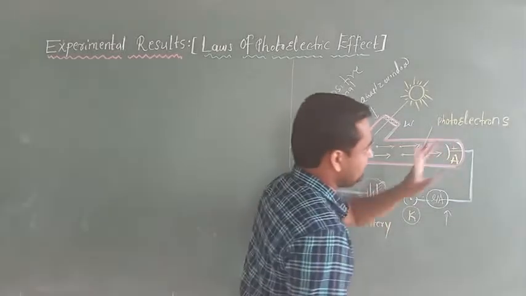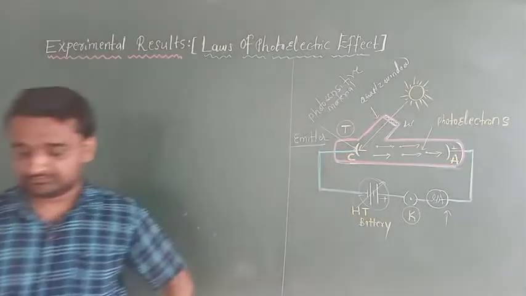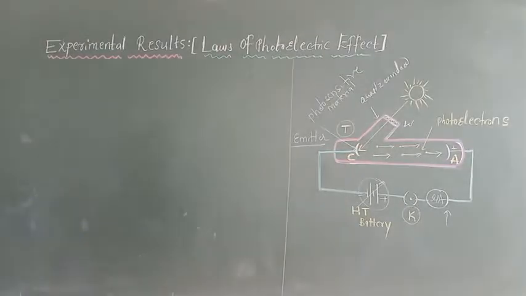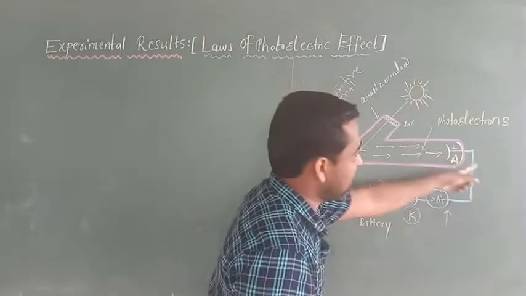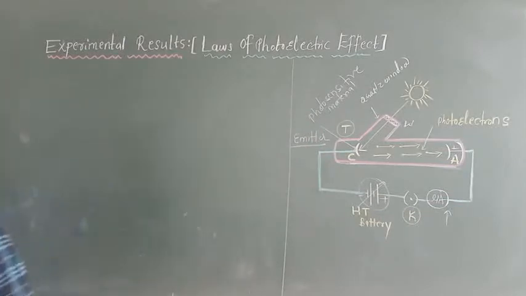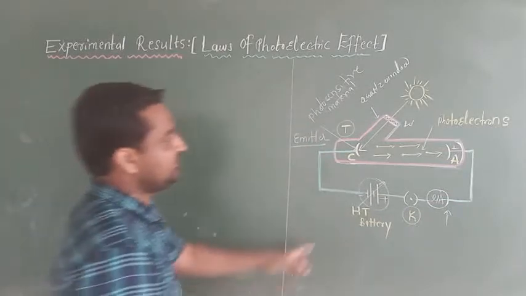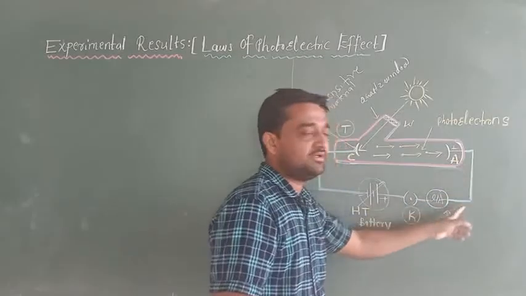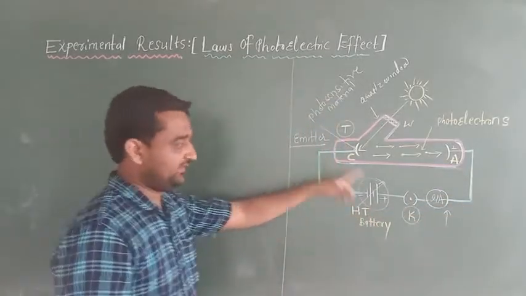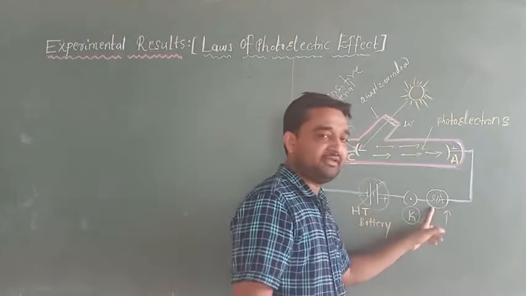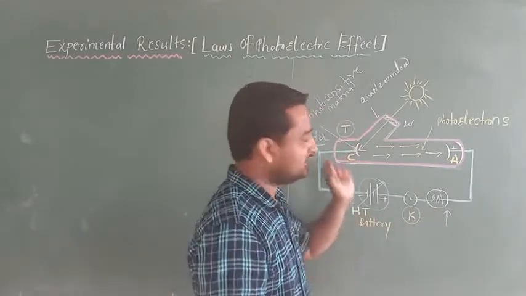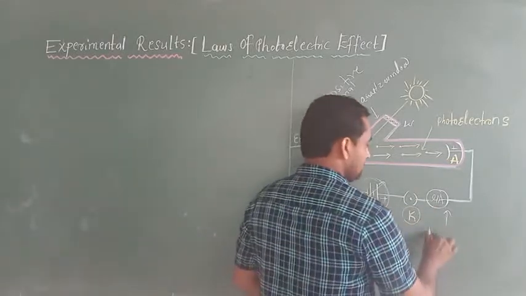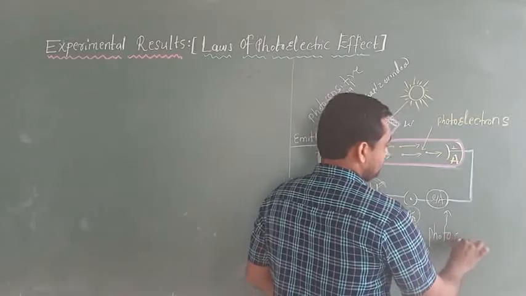So electrons are attracted towards the anode, and finally we get the flow of emitted electrons. Due to the flow of these emitted photoelectrons, we get the photoelectric current, which can be measured from the microammeter. The current thus obtained is called the photocurrent.